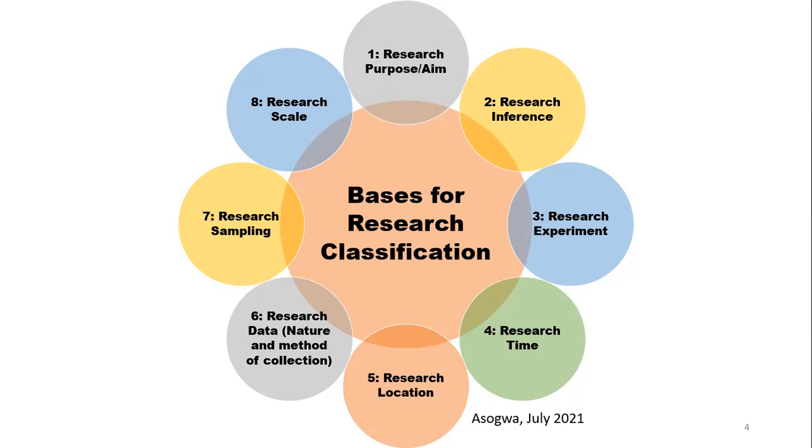We could also classify research based on inference. How are ideas generated? How is conclusion drawn? We can also classify research based on that. Number 3 is the research experiment. We could also classify research based on how the variables are controlled, whether they are controlled or not controlled. The extent of the control of the variables or the subjects that are being studied could also be basis for classification.